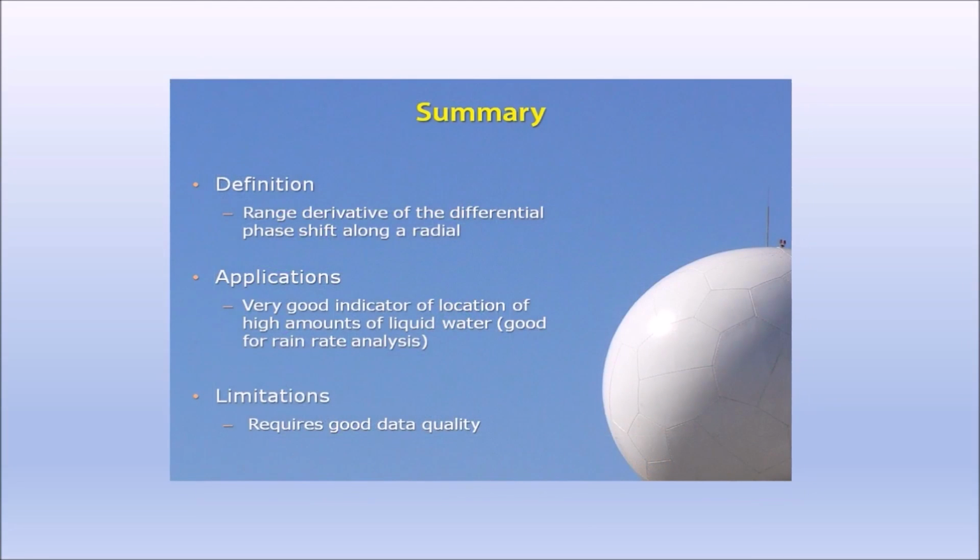Summary. In summary, the specific differential phase is the range derivative of the differential phase shift along a radial. Operationally, it is a great product to use for rain rate analysis, however it requires good data quality to be useful.